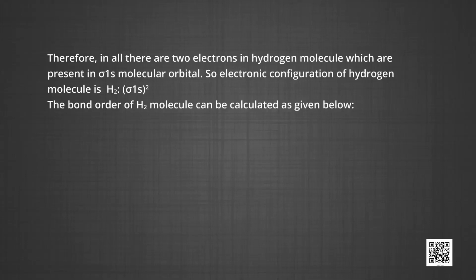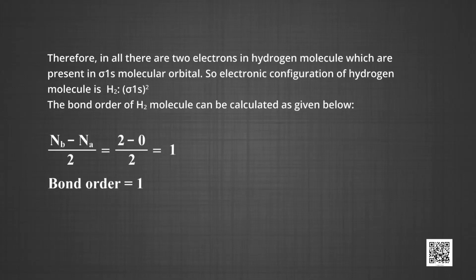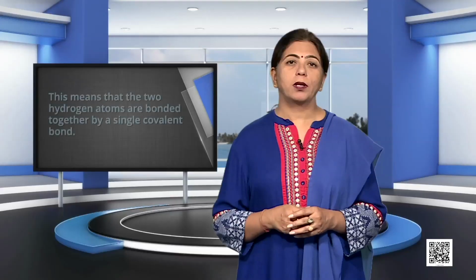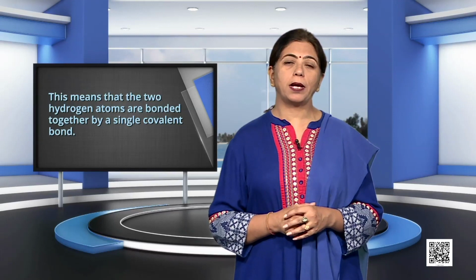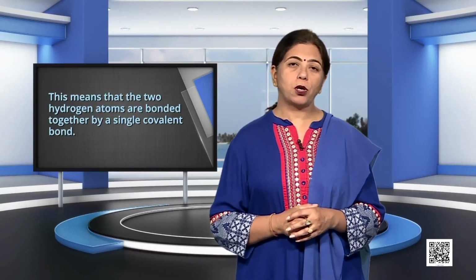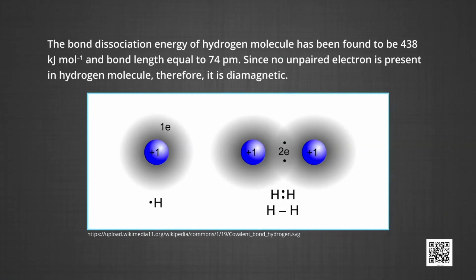The bond order of the H2 molecule can be calculated as given below. It comes out to be 1 by using the formula half of Nb minus Na. The hydrogen atoms are bonded together by a single covalent bond. The bond dissociation energy of the hydrogen molecule has been found to be 438 kilojoules per mole and the bond length equals 74 picometer. Since no unpaired electron is present in the hydrogen molecule, it is diamagnetic.